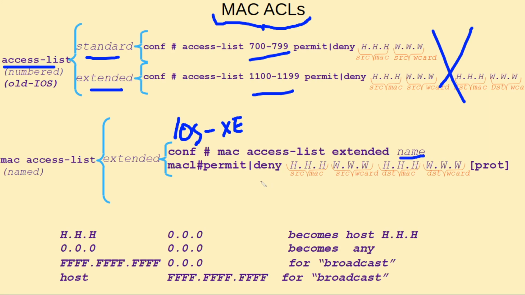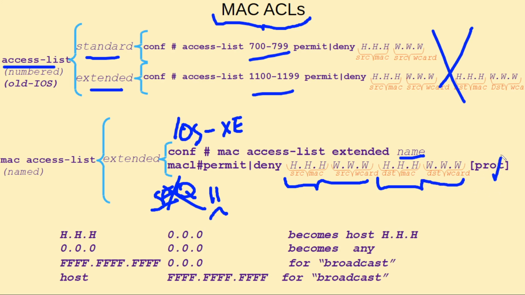Now, when creating our entries, we cannot provide a sequence number. That is not really a good thing. However, we can supply source MAC address information, destination MAC address information, and optionally a protocol number or name. Now, as a final note, remember that we can always use this host keyword in order to avoid typing all of these. We can use the any keyword in order to avoid typing all of these. And if we wanted to reference the broadcast address, we can use this code or this code.